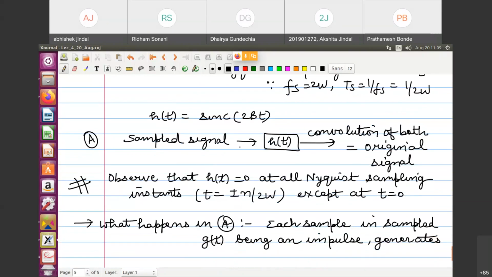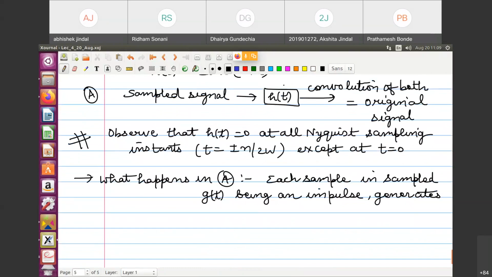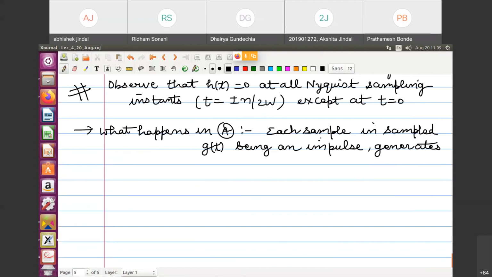So, in the sampled signal, you know that we have impulses. Why? Because we multiply an impulse train with the unsampled signal. So, once an impulse comes, the output should also be h(t), because the filter itself has an impulse response of h(t). So it generates a sinc pulse of height equal to the strength of the sample.